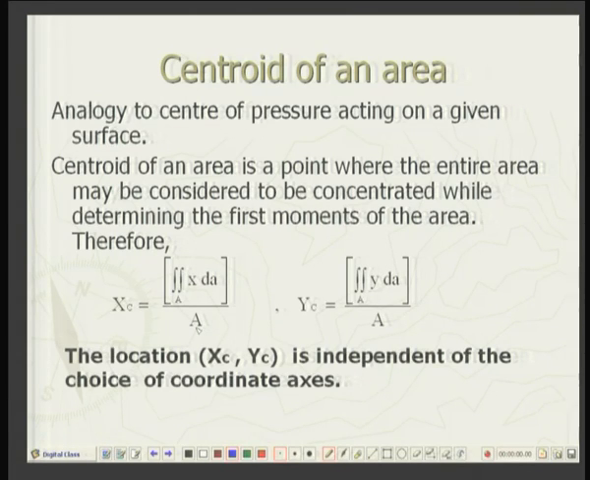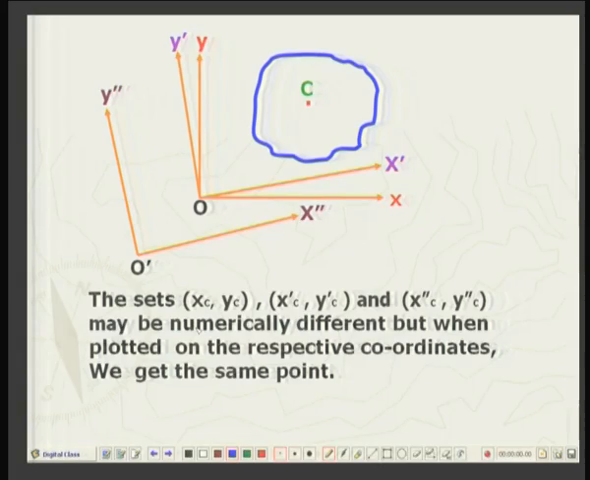Now, this property of the centroid, that it is described by xc, yc, is independent of the choice of coordinate axis. To illustrate this, let me show you the next figure. Suppose a given figure is there, and using the definition of centroid in the coordinate axes x and y, with z perpendicular to the plane of the screen, we have located that the centroid is at point C.